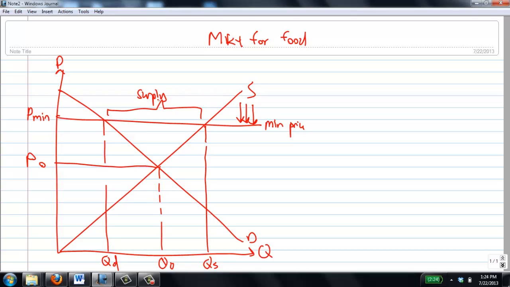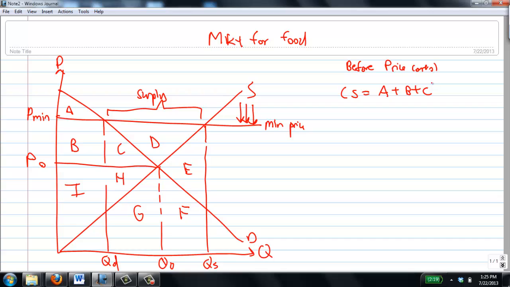Okay, so in order to understand how this changes the deadweight loss specification, let's use a few letters. I'm going to call it A, B, C, D, E, F, G, H, and I. So it's clear that before the price control, before the minimum price, consumer surplus is A plus B plus C. Producer surplus is just I plus H.